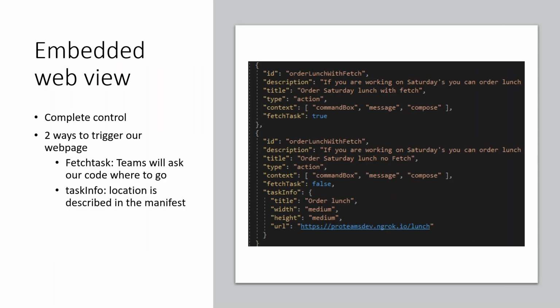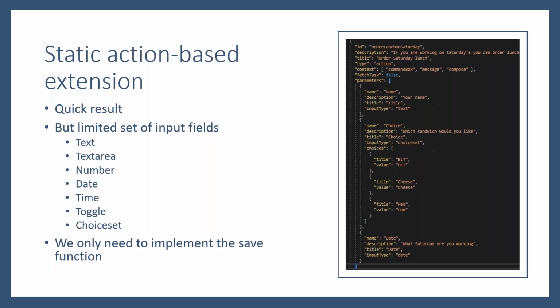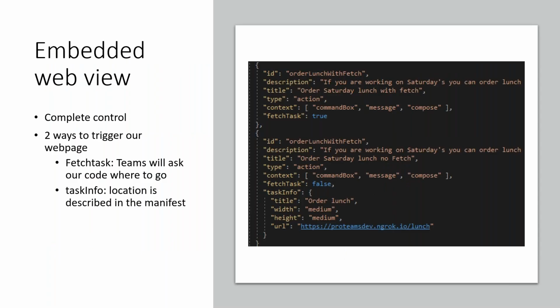The next one is the most difficult one. So this was the simplest one. Now the most difficult one is the embedded web view, which means we have complete control. We can do whatever we want. We get an iframe and we can do whatever we want. So as you can see here, we also do a type action, but then we have to say the fetch task is true, because Teams has no idea what you want to do, of course.